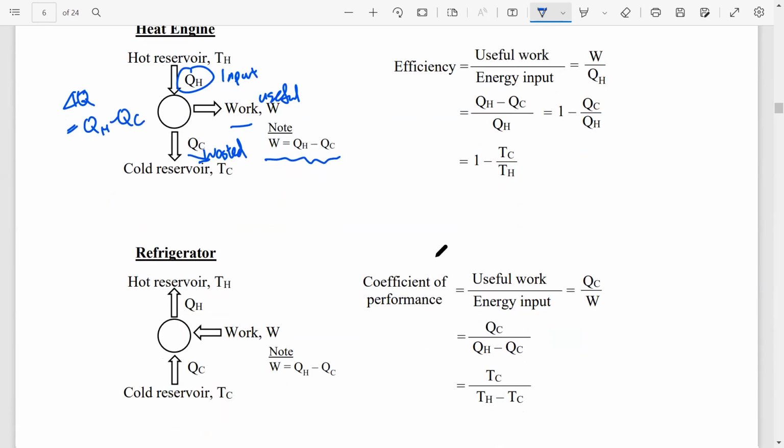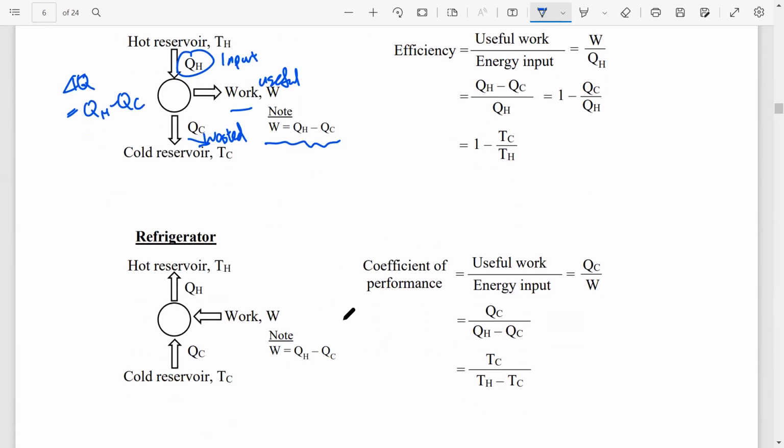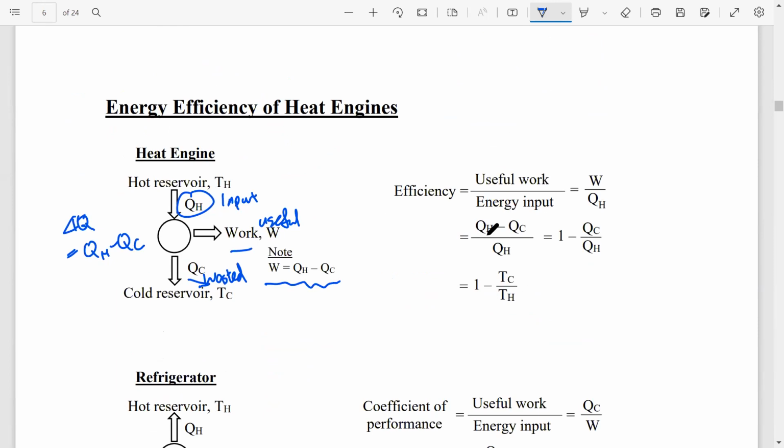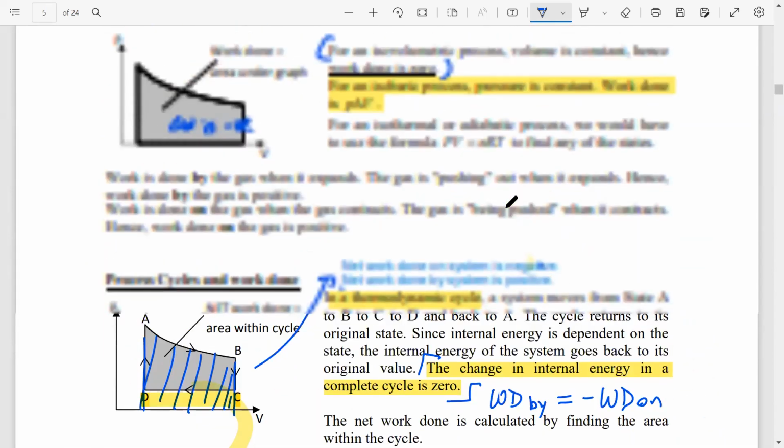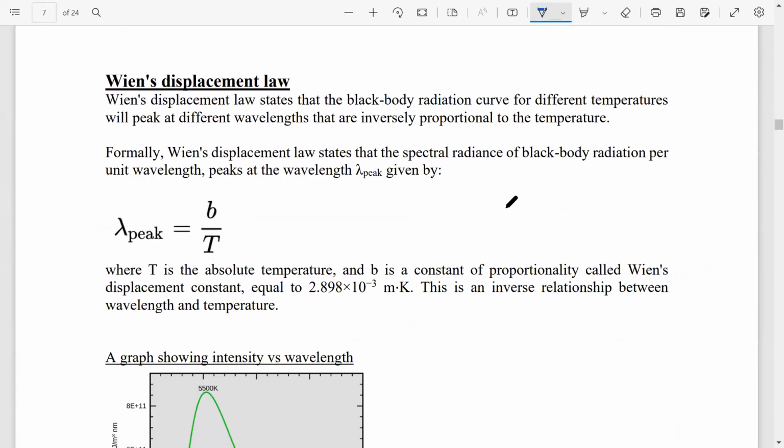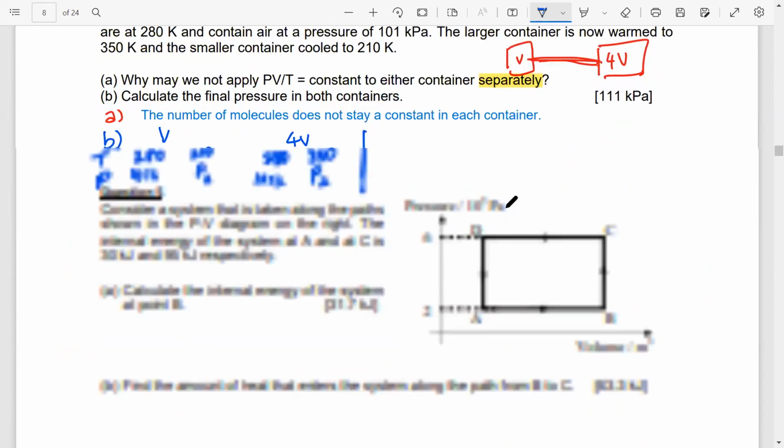Now, for refrigerator, of course, it's going to be different. Okay, usually they will ask this. It's just more coefficient of performance, but nothing special. Okay, usually they will ask more of this one, just for you to see. So it's a lot of concepts. So now let's try a question before we come back to the last concept.